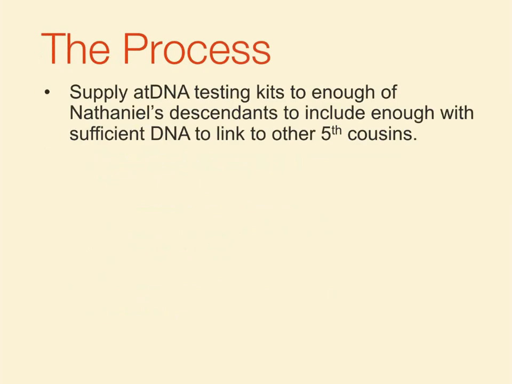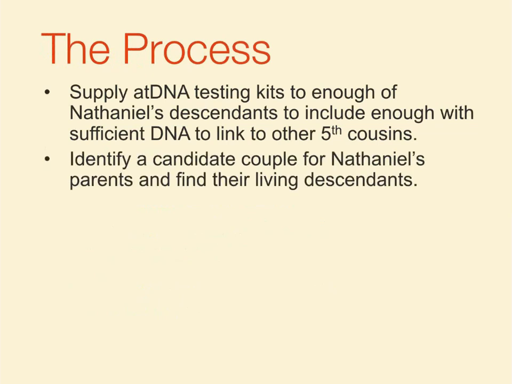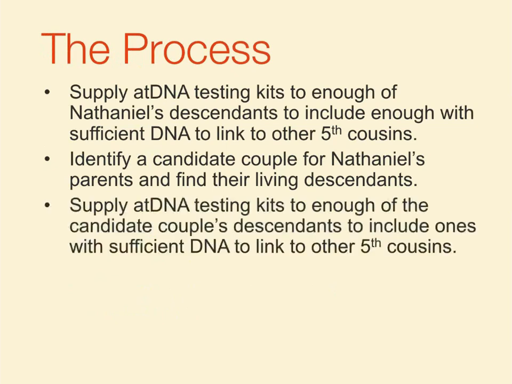The process that Dr. Jones talks about is he decided to really test out what autosomal DNA testing could do for him in solving this brick wall. He supplied enough autosomal DNA testing kits to Nathaniel's descendants, who he had strong evidence were descendants, in order to get enough possible links to other fifth cousins. Then he identified a candidate couple for Nathaniel Greenfield's parents and found their living descendants. He did a bunch of descendant research to find potential cousins of himself and other cousins who he knew to be related to Nathaniel Greenfield. Then he supplied autosomal DNA tests to these potential cousins or potential descendants of the family that he was trying to prove or disprove.